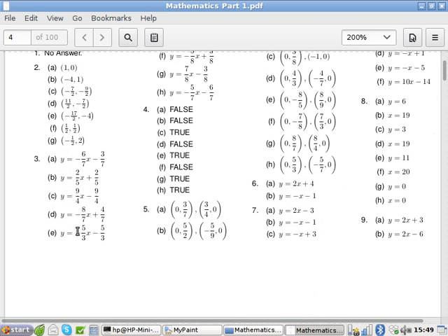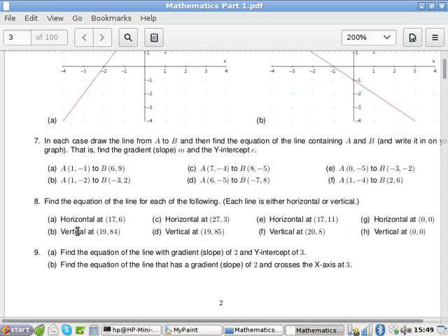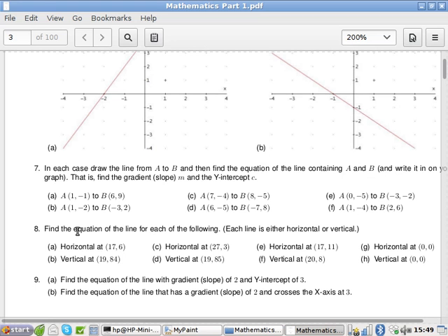7a, y equals 2x minus 3. You got that? Okay. So I think we're good for this one. There's no need to see it, is there? It's easy, isn't it?